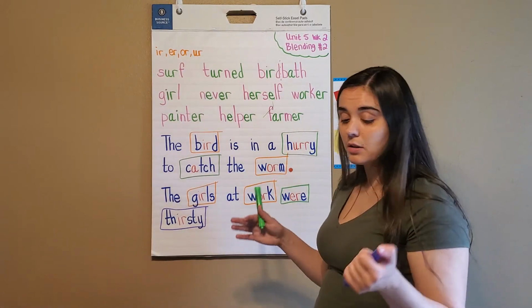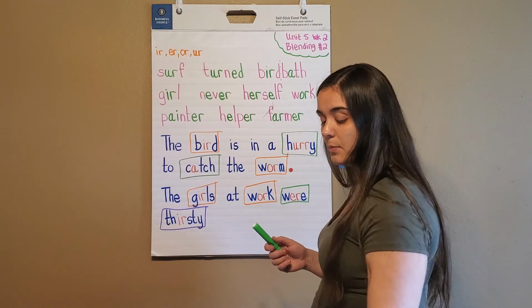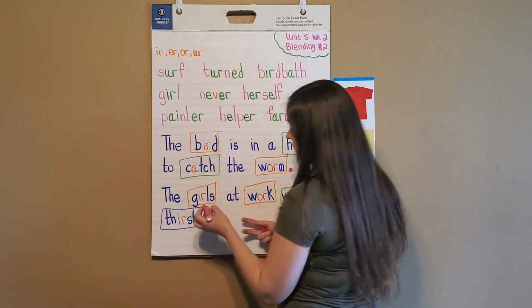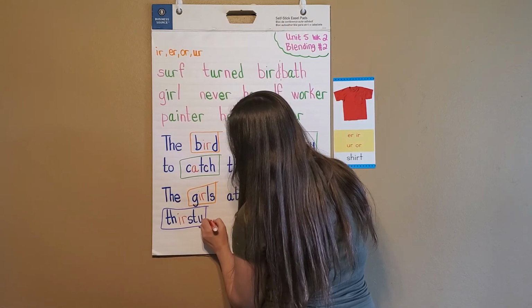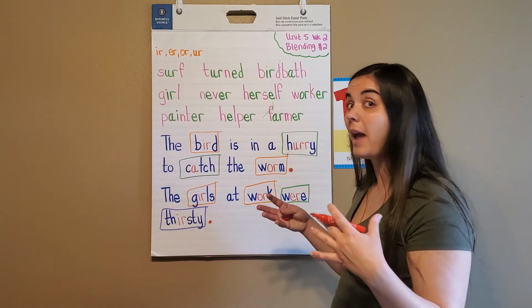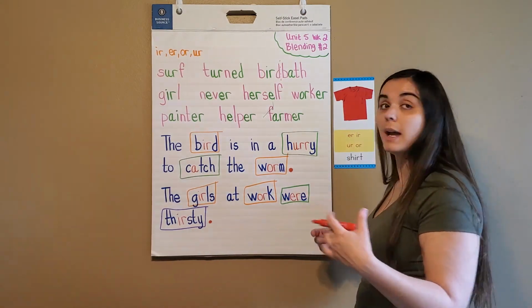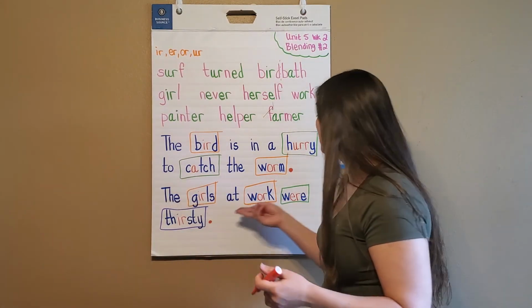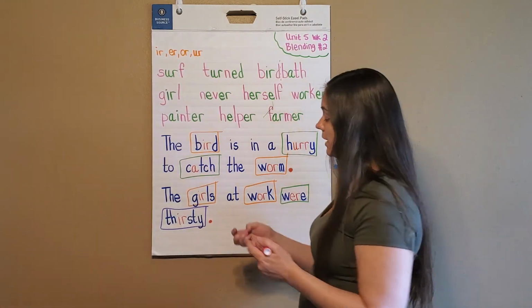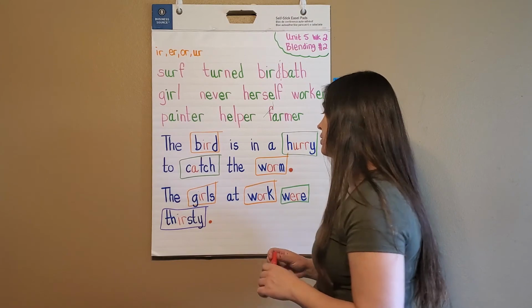And what about our punctuation? This sentence will need a period at the end. Again, if you were to say this with a little bit more emphasis, you might need an exclamation point. The girls at work were so thirsty. Make sure you get them a drink. They were super thirsty. You might have an exclamation point there.